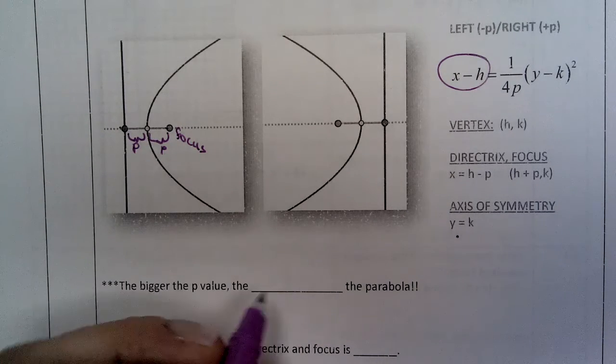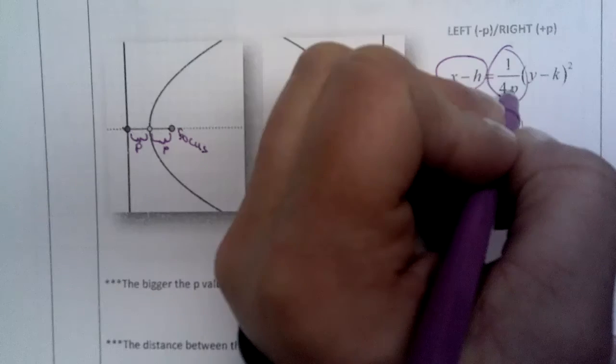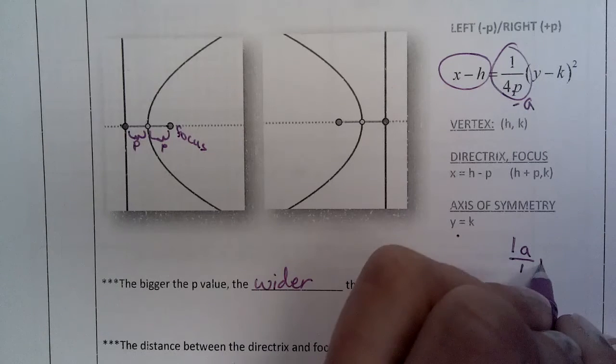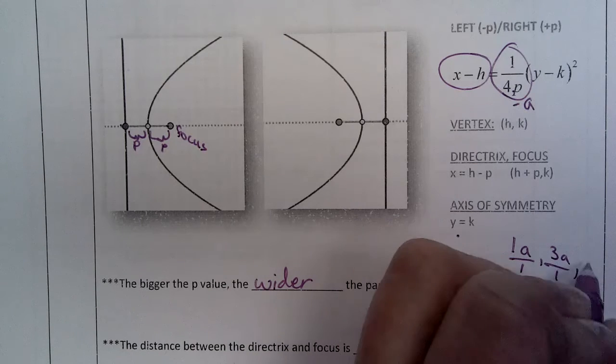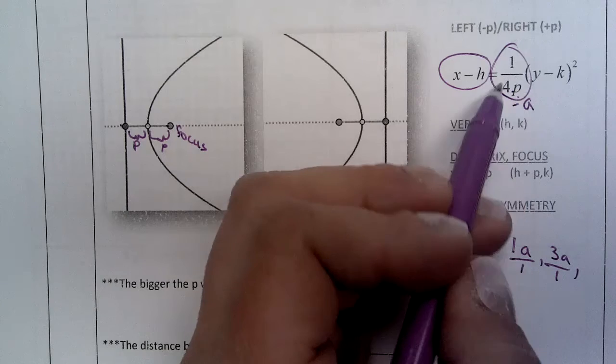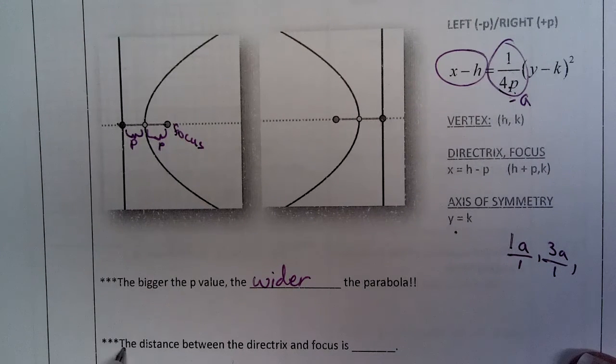So the bigger the p value, the wider the parabola, because remember, this is your a value or your negative a. And we have that pattern for parabolas, 1a over 1, 3a over 1, 5a over 1, 7a over 1. So the bigger this p value, the bigger this denominator is going to be. And the distance between the directrix and the focus is 2p. Because remember, this distance here is p and this distance here is p to the vertex. So the total distance is 2p.